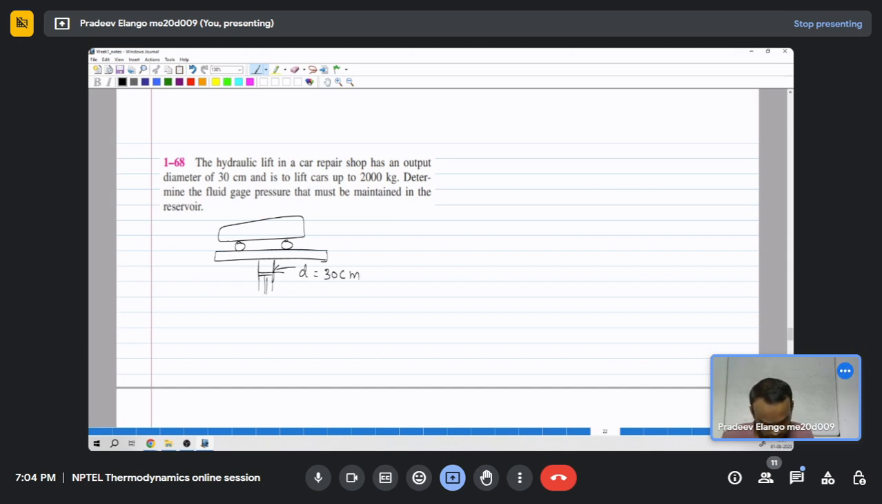And so generally there will be a piston which will lift the platform, and this piston will be put on a cylinder and connected. The cylinder will be connected to a reservoir. We want to find the pressure of this fluid.